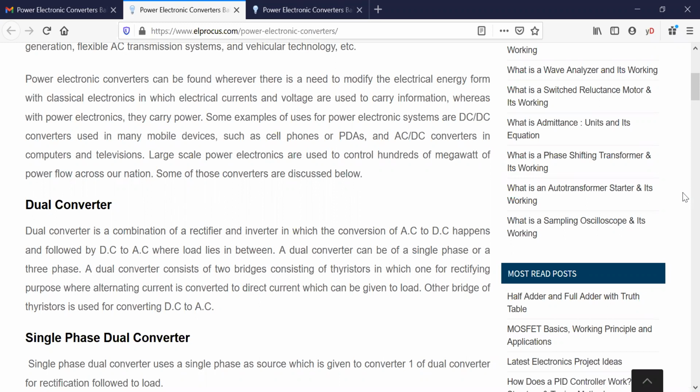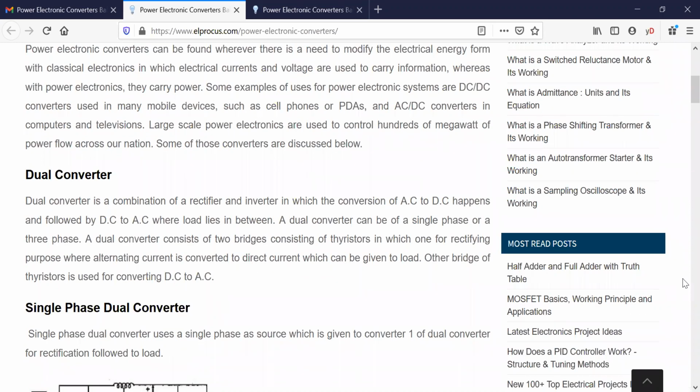When we are talking about the dual converter, it can be single phase or three phase. A dual converter has two bridges consisting of thyristors, one for rectifying purposes, where alternating current is converted to direct current when we are giving some load to it. The other bridge of thyristors is used for converting DC to AC. So mainly the inverter converts DC to AC, and the rectifier converts AC to DC.